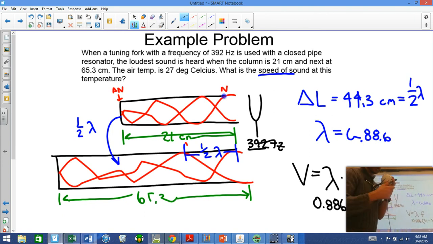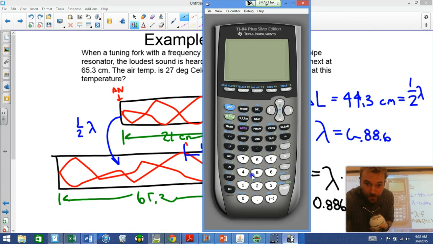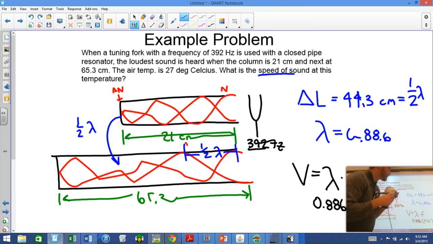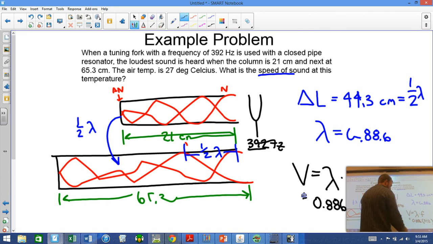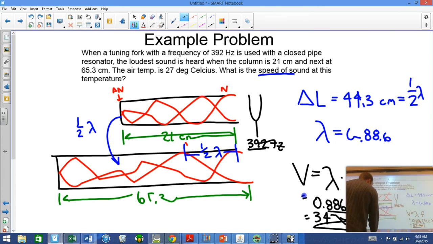So when I multiply 0.886 by 392, I'm hoping it's around 343. 347. It must be a little warmer, or they're at a little bit higher pressure. Sorry about my computer being so laggy. 347 meters per second. This is what's called cavity resonance.